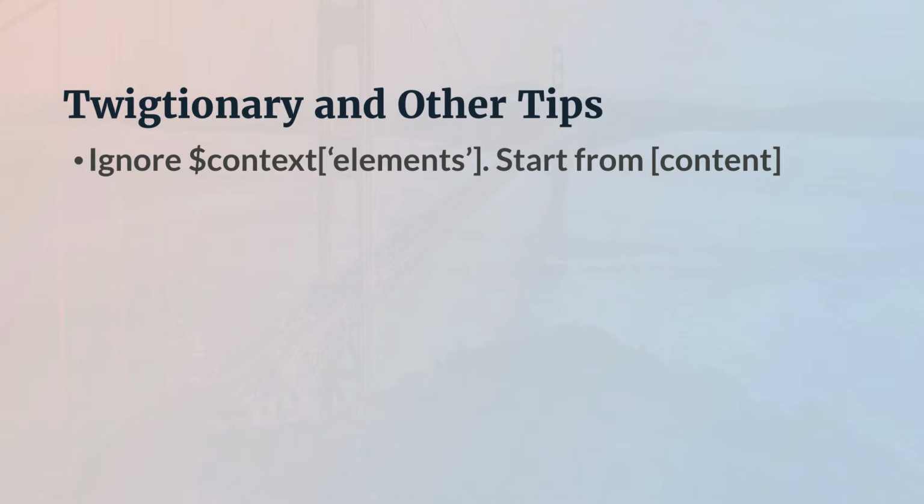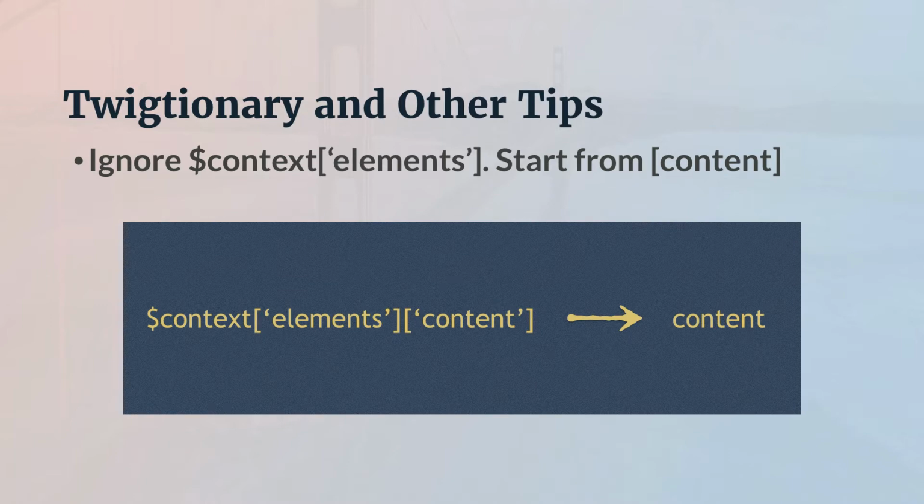I put together a couple other Twig recommendations for you that I lovingly call my Twigtionary. Actually, I stole that from a colleague because I thought it was clever. First tip, ignore the context variable and what comes next. Twig is smart enough to find what it needs from content. So you can see how that translates. No bells or whistles.